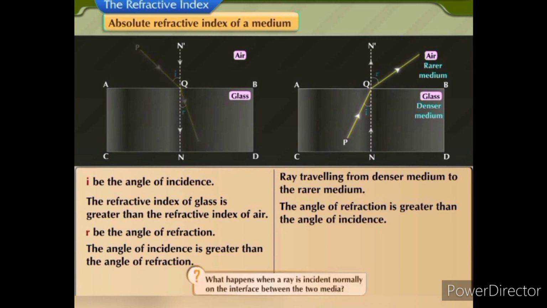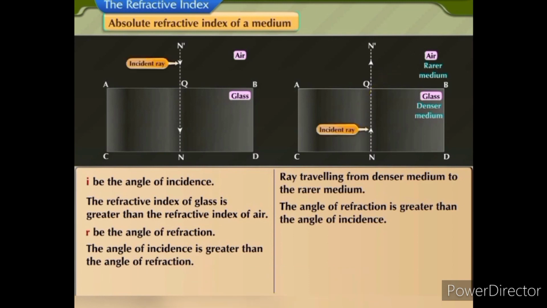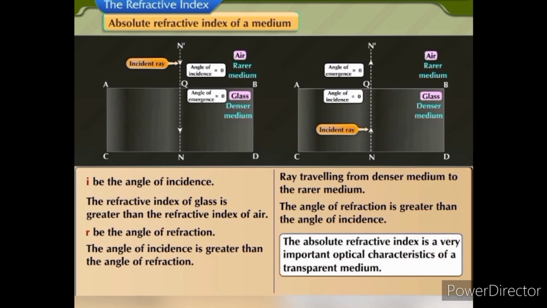What happens when a ray is incident normally on the interface between the two media? The ray which is incident normally on the interface between the two different media propagates undeviated from one medium to another. Consider a ray of light traveling from a rarer to denser or denser to rarer medium. Here, angle of incidence is 0. Therefore, the angle of emergence is also 0. The absolute refractive index is a very important optical characteristic of a transparent medium.